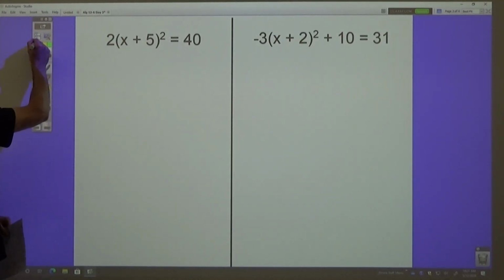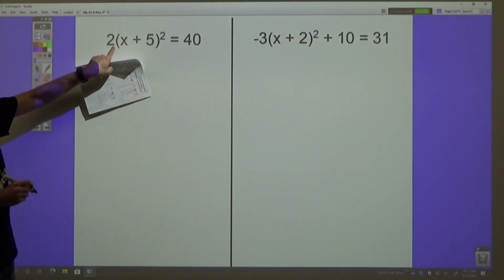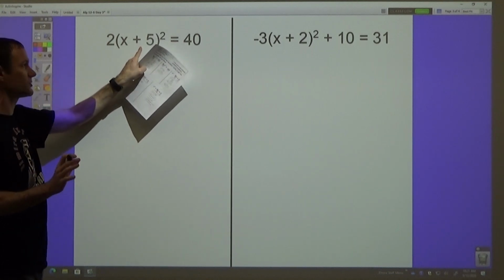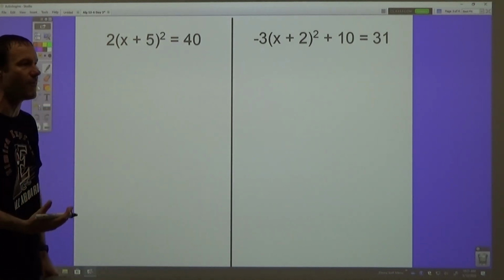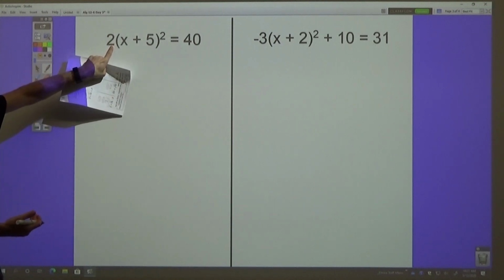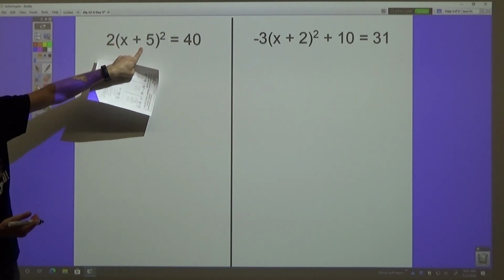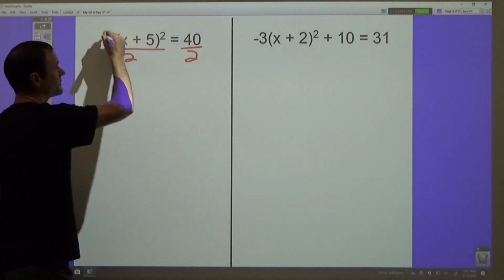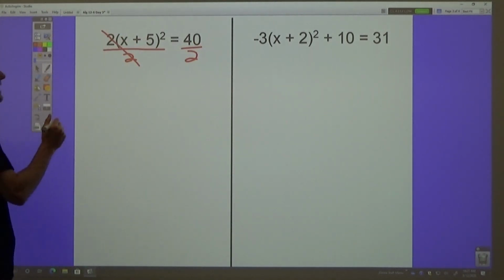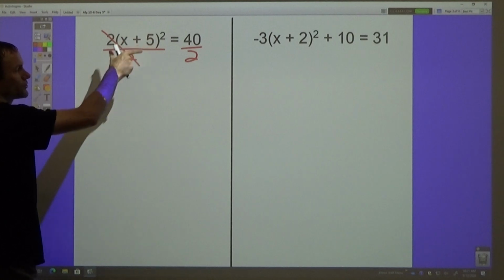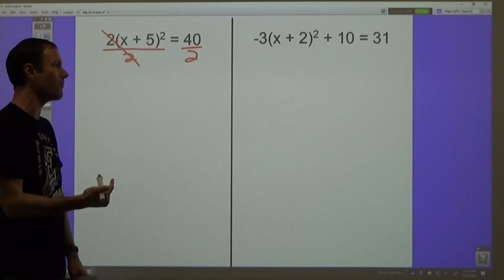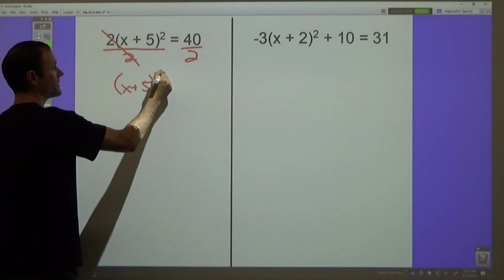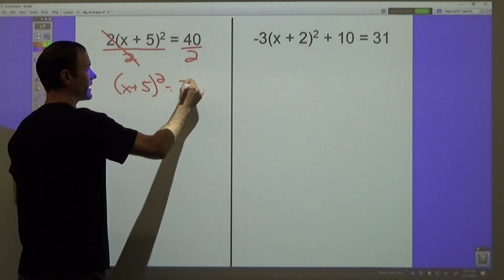Two more. These are a little bit more complicated. Now, you would be tempted to distribute, but we're not going to distribute. Remember, we're trying to get that letter all by itself. The first thing I see here is 2 times this whole thing. To get rid of the times, you want to do the opposite, which is divide. So we're going to divide by 2 and divide by 2. We're trying to get that set of parentheses all by itself. So we have now (x plus 5) squared equals 20.